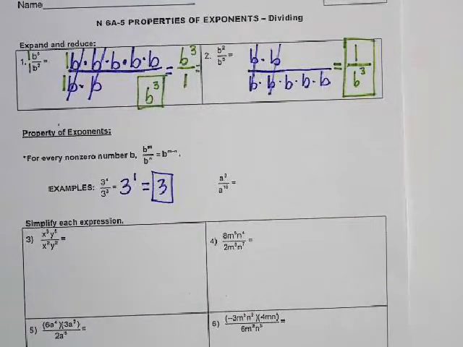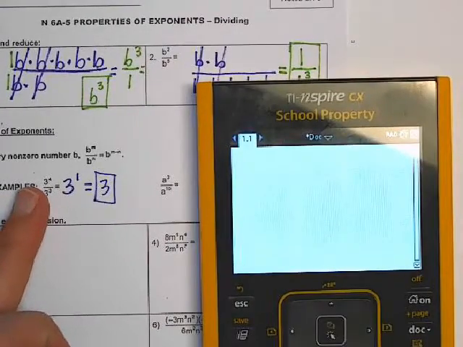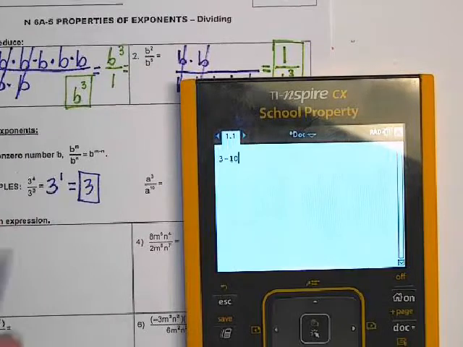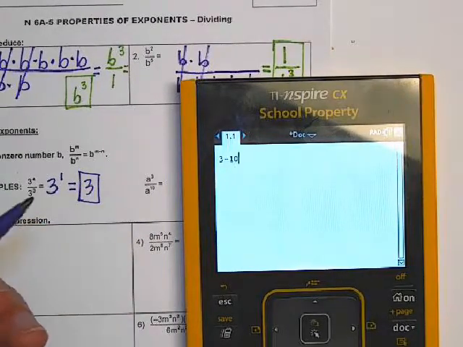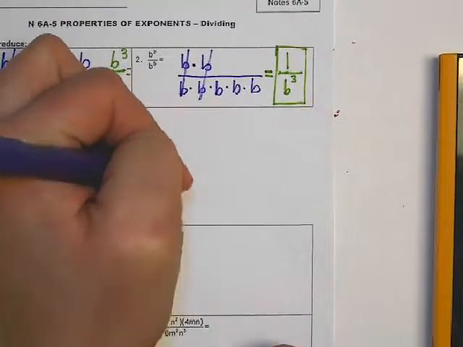Okay, look at the next one. It's a variable, a to the third over a to the 10th. Now, I'm going to subtract the what? The exponents, because I'm dividing. So when I subtract the exponents, I'm going to take the first one, 3, minus 10. 3 because it comes on top, then the 10. And I get what? Negative 7. Okay, negative 7. So I want you to write a to the negative 7.